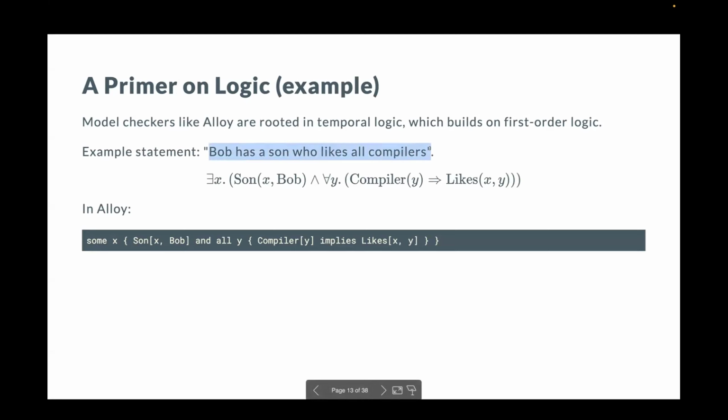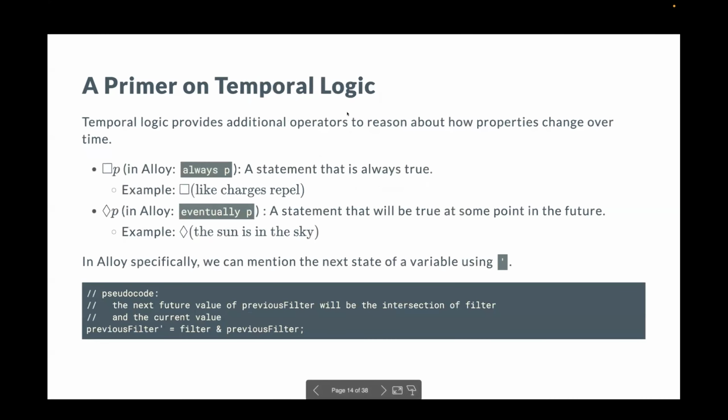So encoding this statement in first-order logic, Bob has a son who likes all compilers. It is translated into there exists some entity that is Bob's son, and for any other entity that's a compiler, Bob's son likes that compiler. And in Alloy, we use the words some and all instead of these fancy math symbols, which probably appeals to us programmers. Temporal logic extends first-order logic with additional operations that describe how things change over time.